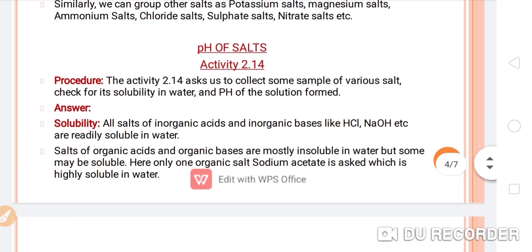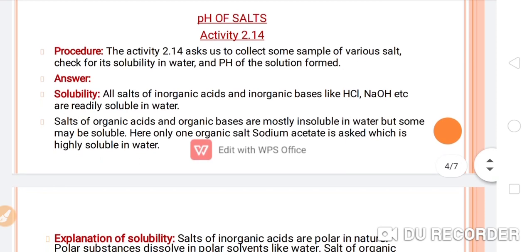Now next, pH of salts. Through activity 2.14 we will explain the pH of salts. So let's see the procedure. Activity 2.14 asks us to collect some samples of various salts, check for their solubility in water and the pH of the solution formed. So first we have to discuss the solubility.